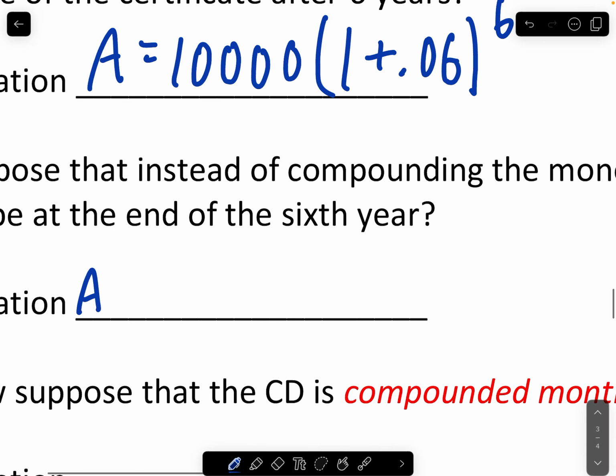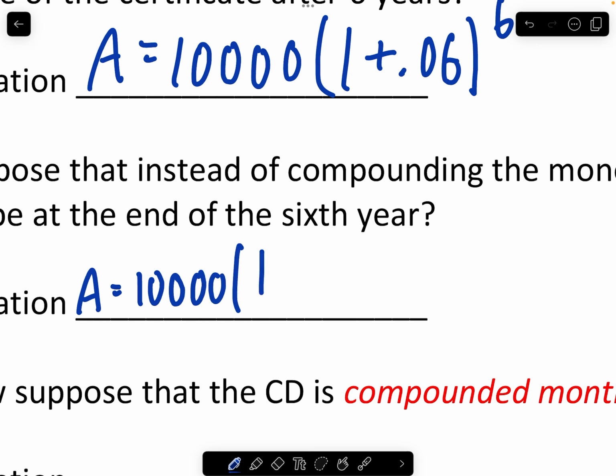All right, I get A equals 10,000 times 1 plus 0.06 over 4, to the 4 times 6. And that is our equation that can go straight into our calculator at this point.